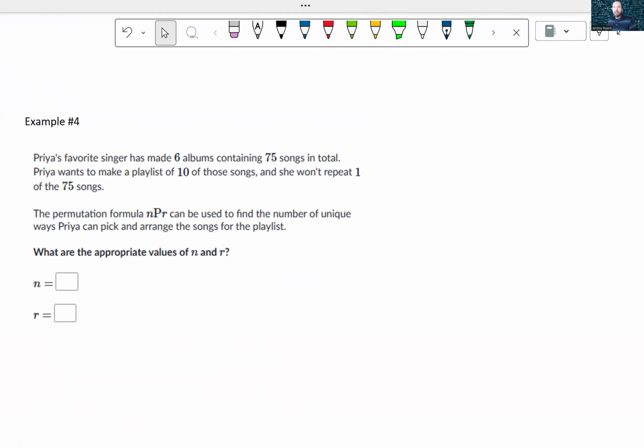All right, one more here where we have to filter out extraneous information. It says, what's an appropriate value of N and R? Pierre's favorite singer has made 6 albums containing 75 songs in total. She wants to make a playlist of 10 of those songs, and she won't repeat one of the 75 songs. What is N and R? So N is the total. We have 75 songs in total, and R is how many songs we're choosing. We're just choosing 10 of those songs. And this problem, again, just wants you to write what those values are there.